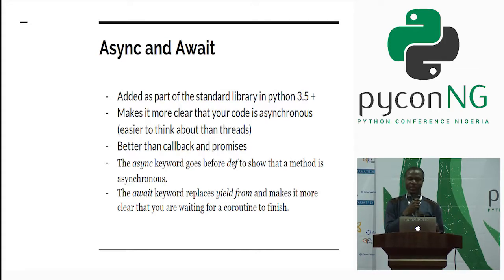And the way you write it is you do async def and the name of your method, and then wherever you'll be waiting for a response, you add an await keyword to it. So that's just the way it works. Async goes before the name of your method, so it just replaces what was used in previous Python.